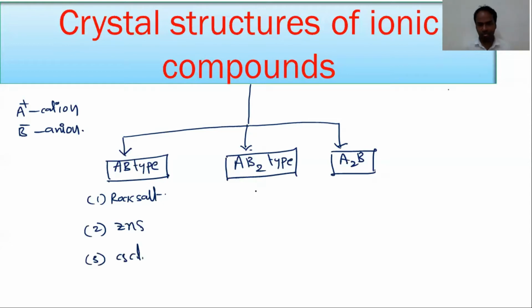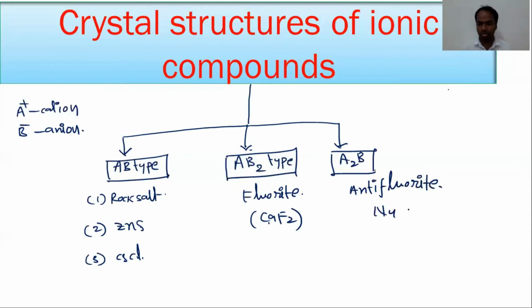The AB2 type is mainly the fluoride structure, that is called the fluorite structure, for example CaF2. A2B is called the anti-fluorite structure, and the best example is Na2O.